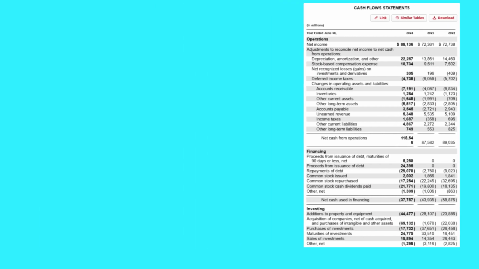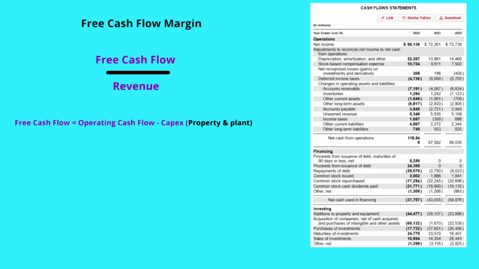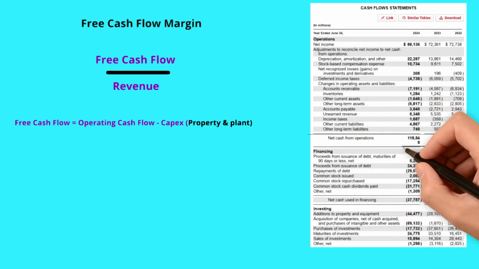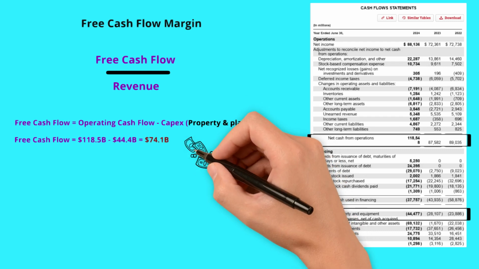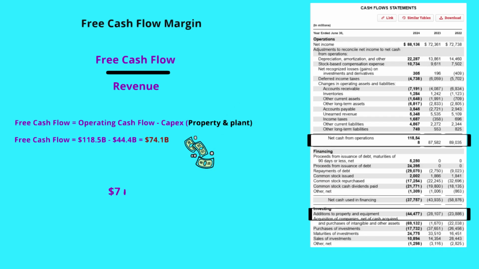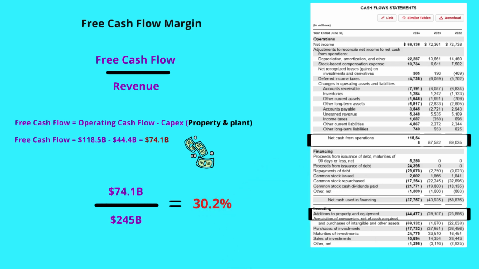The surprise margin is free cash flow margin. The formula for free cash flow margin is free cash flow divided by revenue. First, we determine the free cash flow by using two items on the cash flow statement listed to the right: operating cash flow and CapEx, or property, plant, and equipment, or in this case, additions to property and equipment. Next, we subtract our two numbers, 44.4 billion from 118.5 billion, giving us free cash flow of 74.1 billion. Finally, we divide the 74.1 billion by 245 billion in revenue for a free cash flow margin of 30.2%.